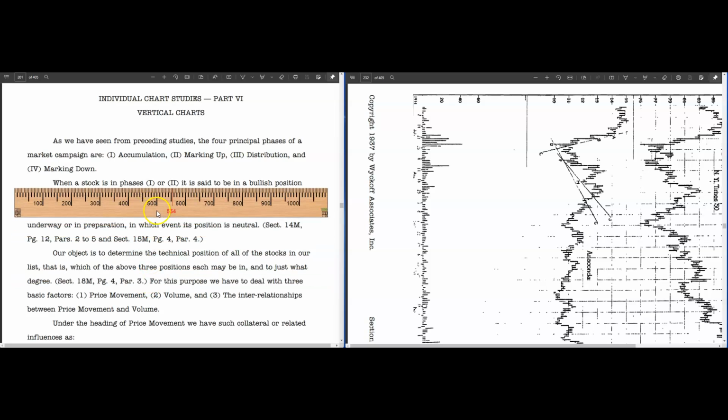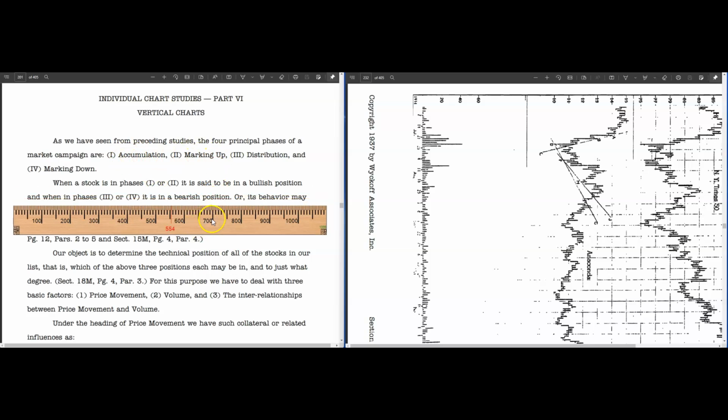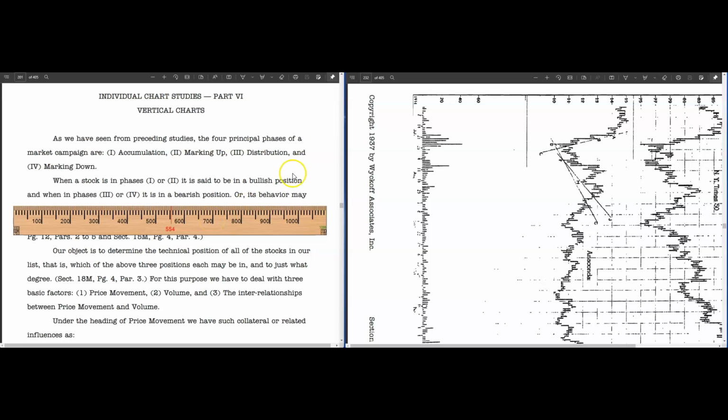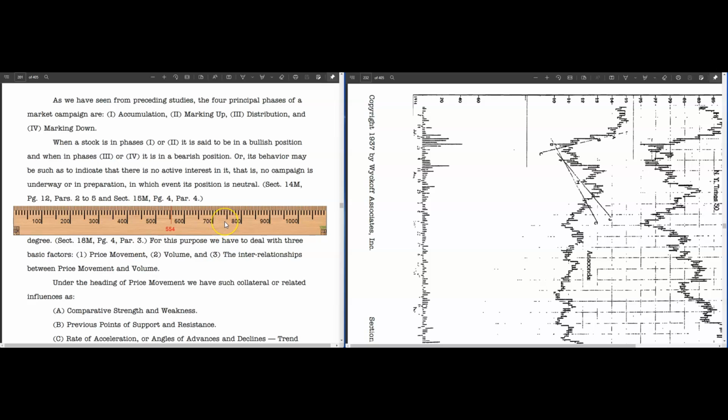All right, now when stocks are in phase 1 or 2, he's creating these phases of accumulation, markup, it is said to be in a bullish position. And when they're in distribution, markdown, they're bearish. Obviously, they're bearish. Or its behavior may be no interest. That is, no campaign is underway or in preparation, which means you do not enter, don't even think about it. Why? Because it's not in execution, and it's just floating left and right, doing nothing.